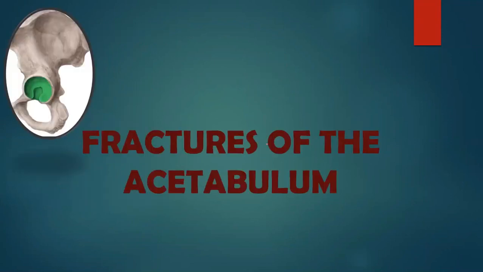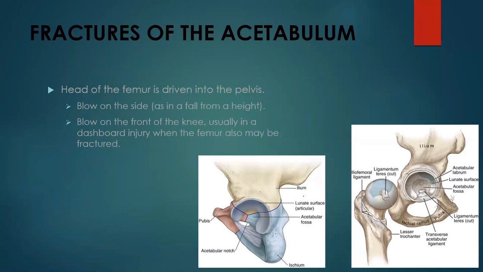Now we will go to fracture of the acetabulum. The acetabulum is part of the hip joint, so it is an intra-articular fracture. As a golden rule, as we said before, for any intra-articular fracture we have to ensure anatomical reduction, rigid fixation, and early rehabilitation.